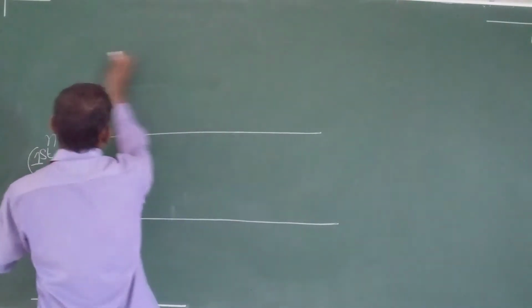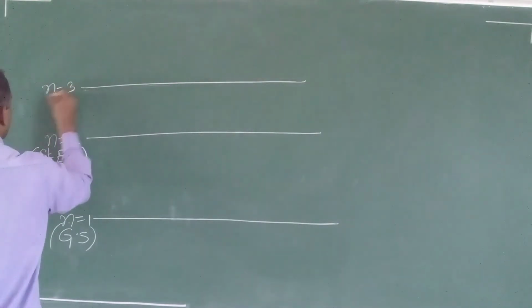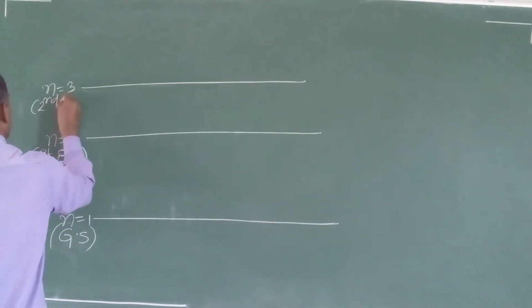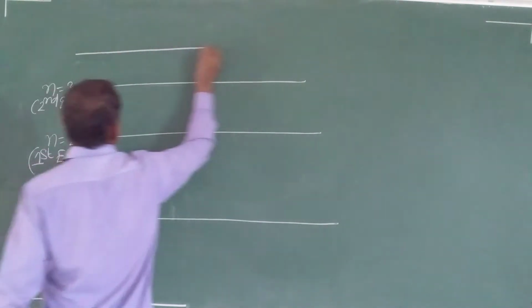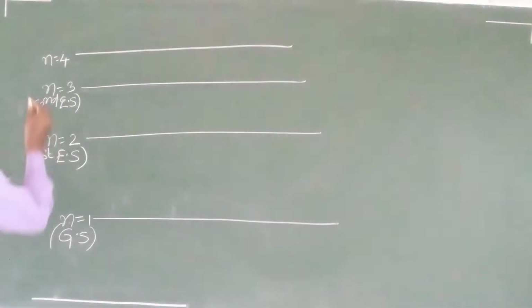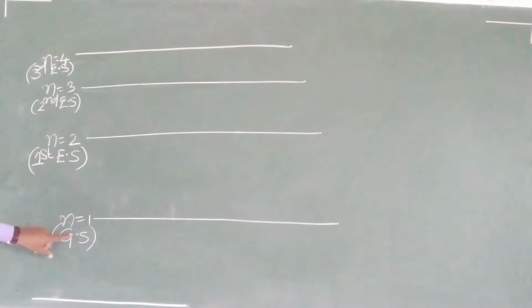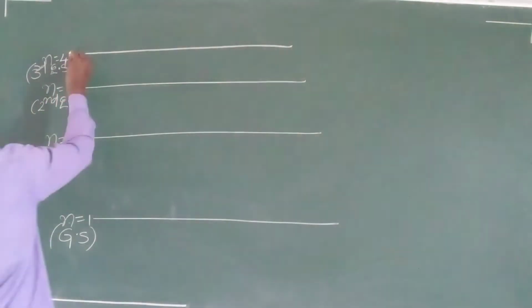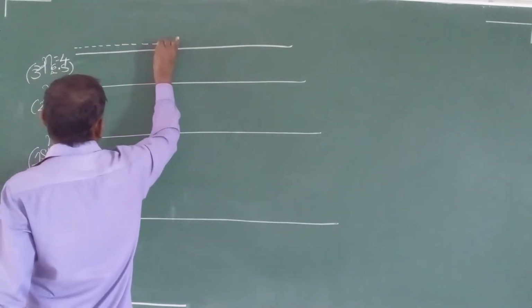So this is the third orbit, N is equal to 3. It is also known as second excited state. This is N is equal to 4, which is nothing but third excited state. So this is ground state, first excited state, second excited state, third excited state, nothing but N is equal to fourth orbit. Like that, infinite orbits are there. Just for understanding purpose, I am considering this as infinity orbit.